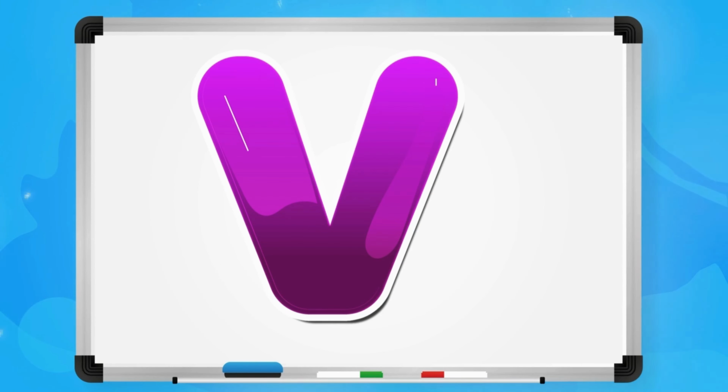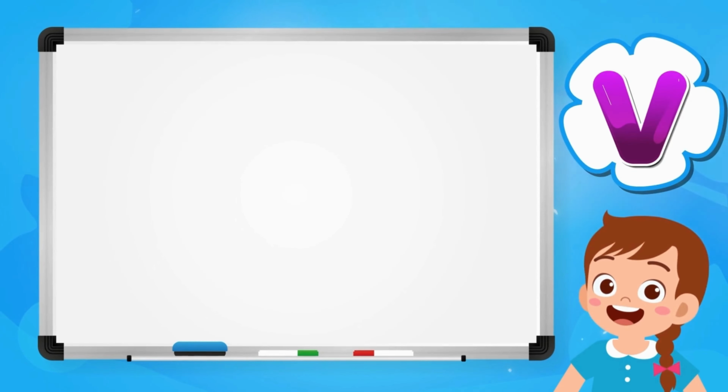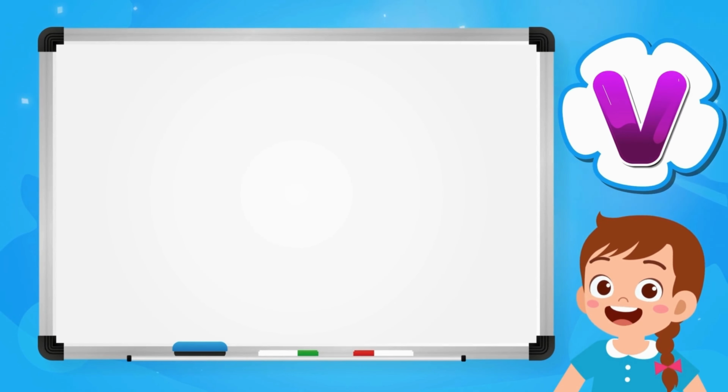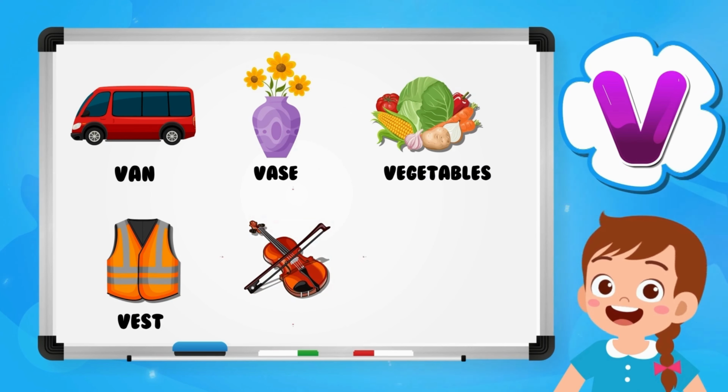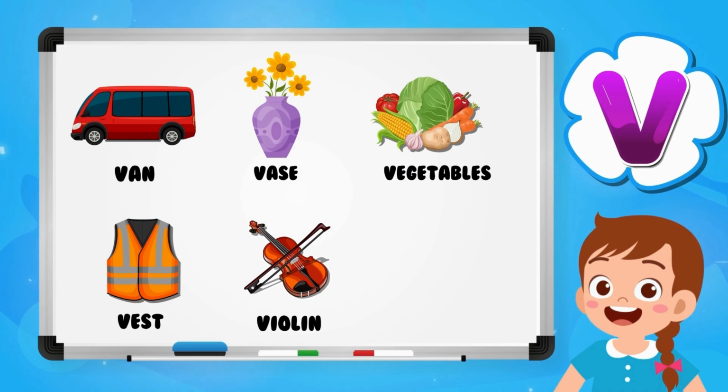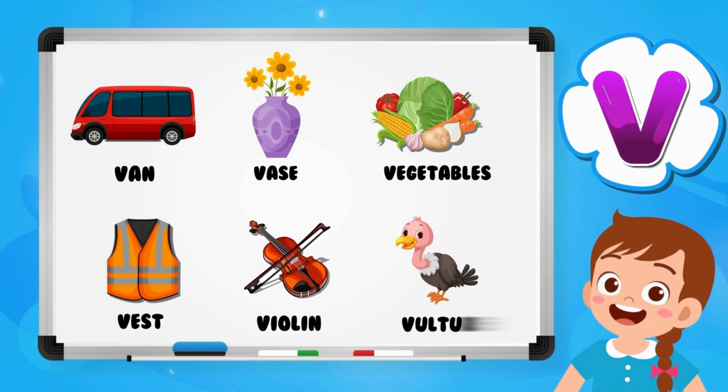V. V is for van. V is for vase. V is for vegetables. V is for vest. V is for violin. V is for vulture.